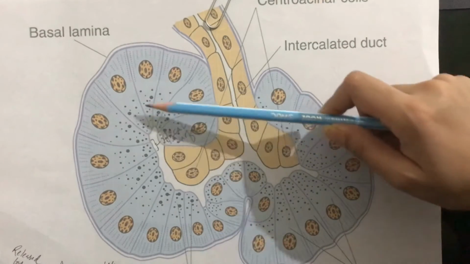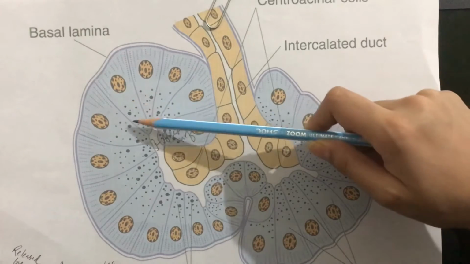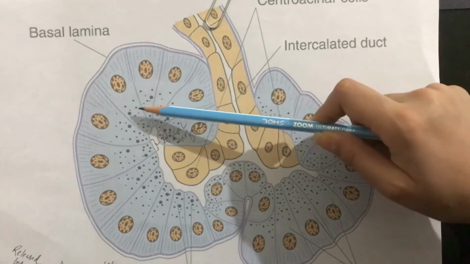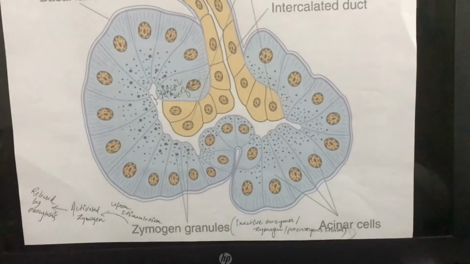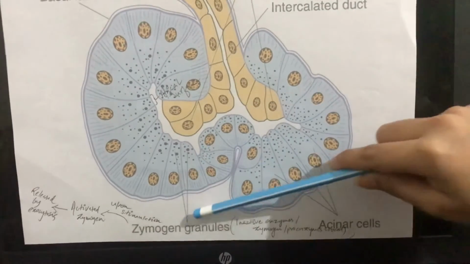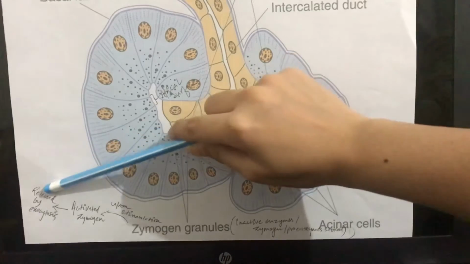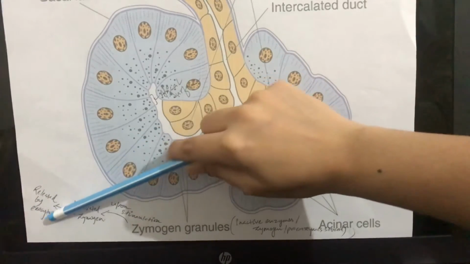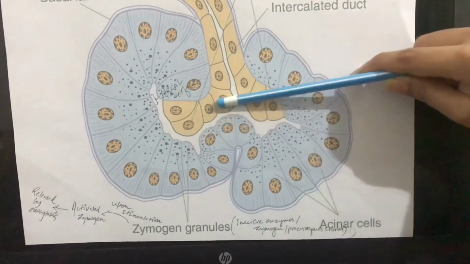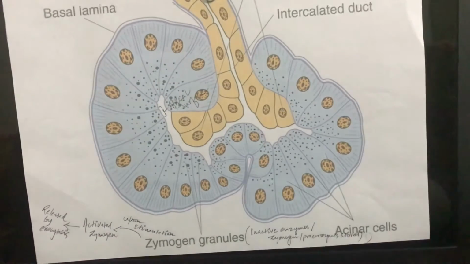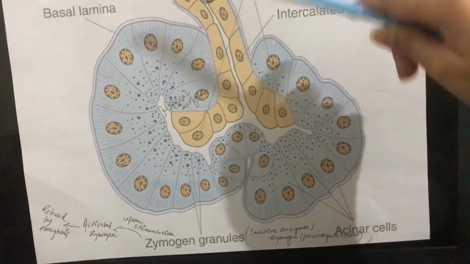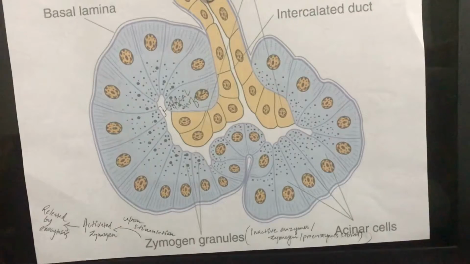And here you can see some black dots. These black dots are called zymogen granules. After we eat food, these granules get stimulated and are activated, and then they are released by the process of exocytosis into the lumen of the acinus. And from here they travel through the ducts and reach the duodenum.